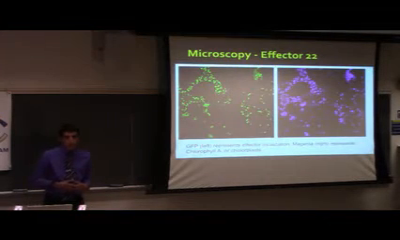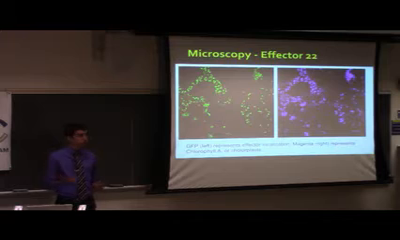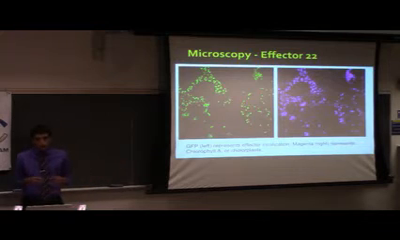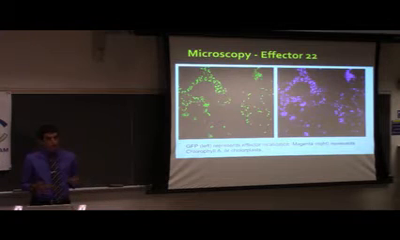In effector 22, this was the same result as 17, where it localized to the chloroplasts. This is again shown with the same patterns on the left and the right, symbolizing that the GFP has localized to the chloroplasts.